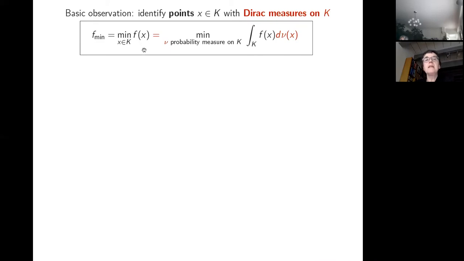Now the very basic observation is that you are going to identify points with Dirac measures. And if you think in this way, then it's very easy to see that finding the minimum of f is equivalent to asking yourself: find the probability measure nu on K for which the expected value of f with respect to this probability measure is minimum. To see this equality, just replace x by the Dirac measure. So this is a very easy observation.